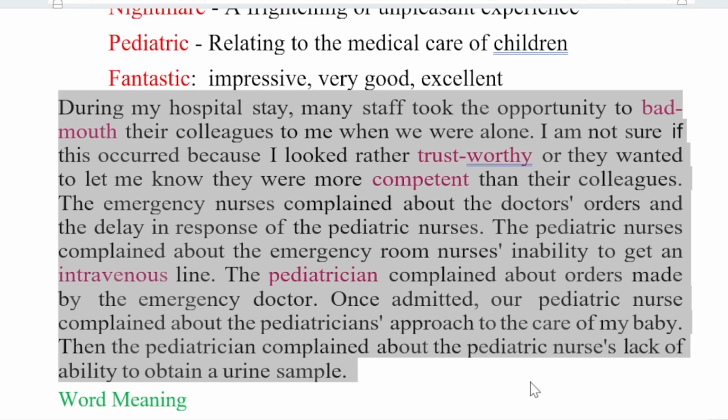So, in this paragraph, the speaker expresses her experience with the hospital. She had a hospital stay and noticed that some staff members were saying negative things about their colleagues. They were unsure why this was happening, but they heard complaints from the emergency nurses, pediatric nurses, pediatricians, and even their own pediatric nurse. Everyone seemed to be unhappy with someone else's work.